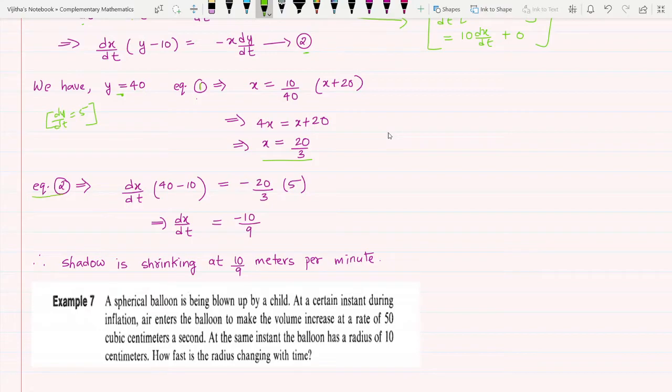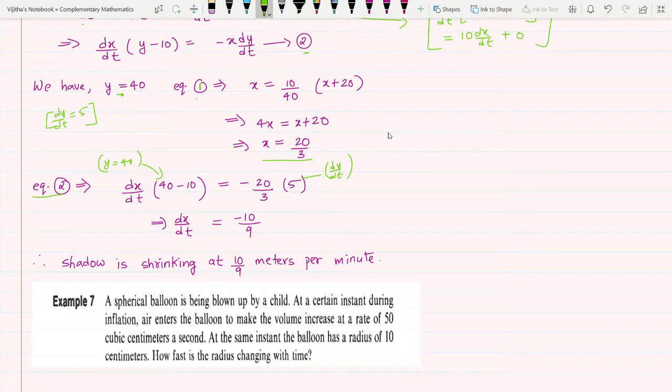So equation 2 becomes dx by dt into y; we also substitute y equal to 40, that we have substituted here. 40 minus 10 equals minus x, which is 20 by 3, into dy by dt, which is 5. So this is the value of dy by dt, that also we have substituted.